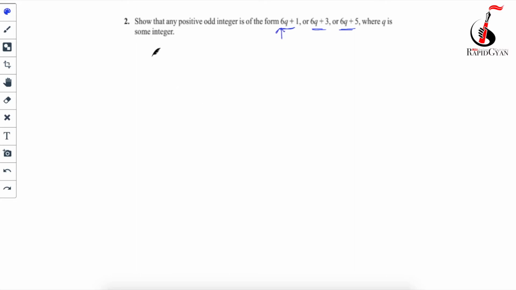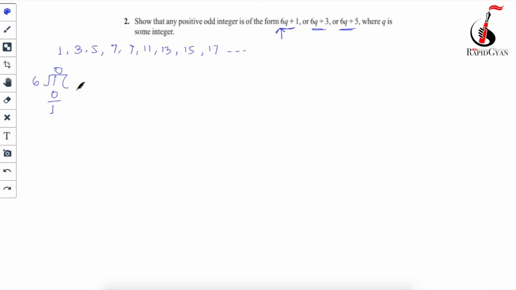So now first let's write some positive odd integers. Some of the positive odd integers are 1, 3, 5, 7, 9, 11, 13, say 15, 17 and so on. Okay, and your divisor is 6. So first I will start dividing these numbers by 6. So what will I get? If I divide 1 by 6, it will go 0 times, and here it's 0 and my remainder is 1.